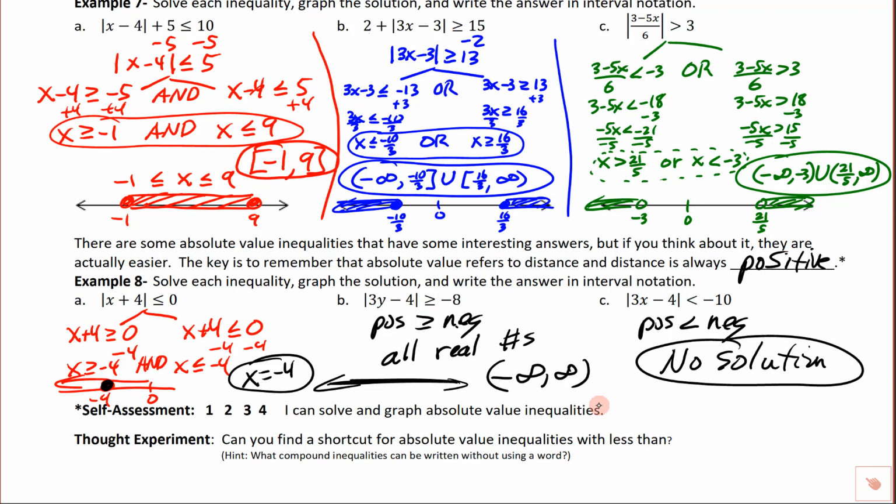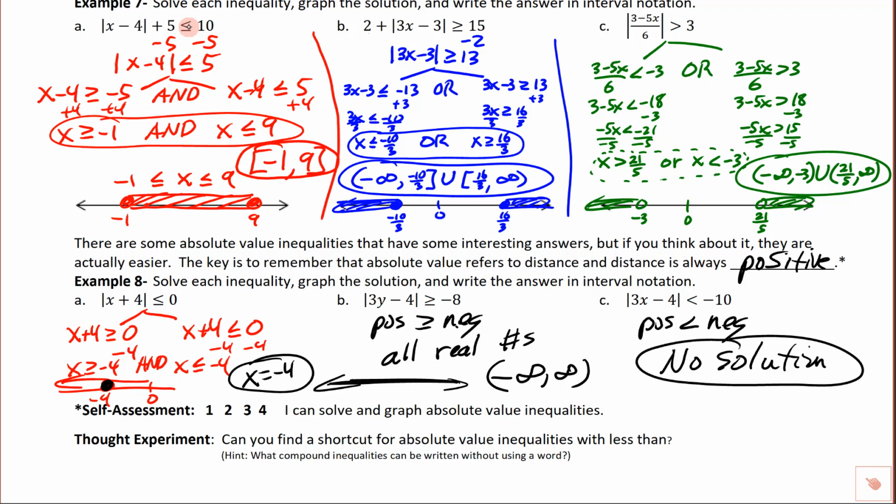So make sure you give it the correct amount of time. And then there's a thought experiment here. You can do every single one of them this way. This whole idea of breaking it into two cases, figuring out that if it's a less than, it's an and, and if it's a greater than, it's an or, and doing it that way, that's totally okay.